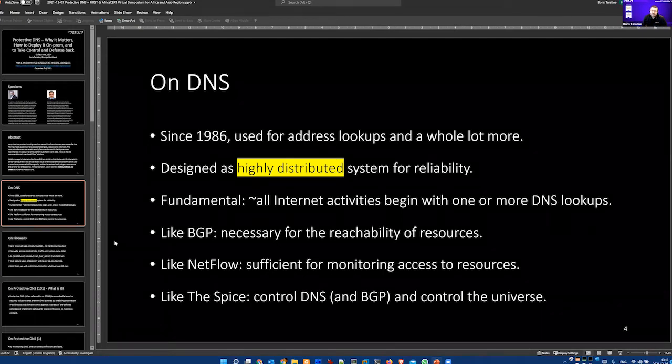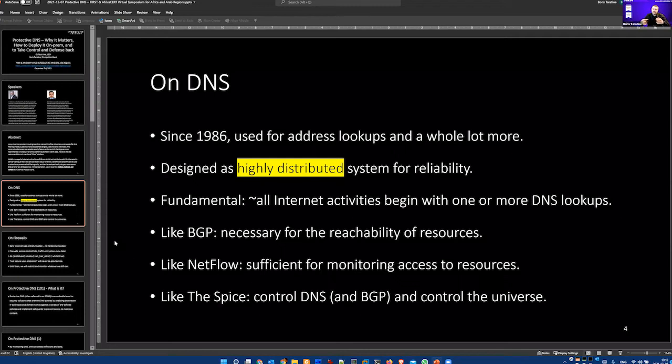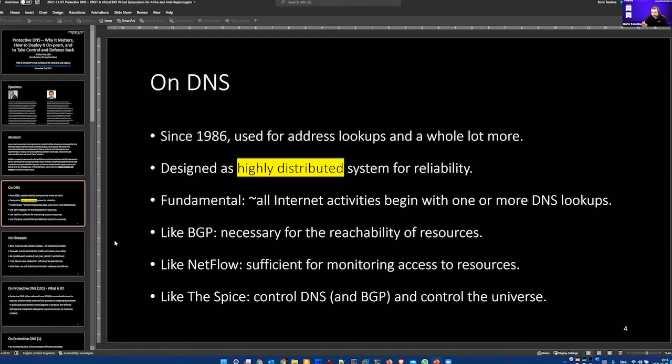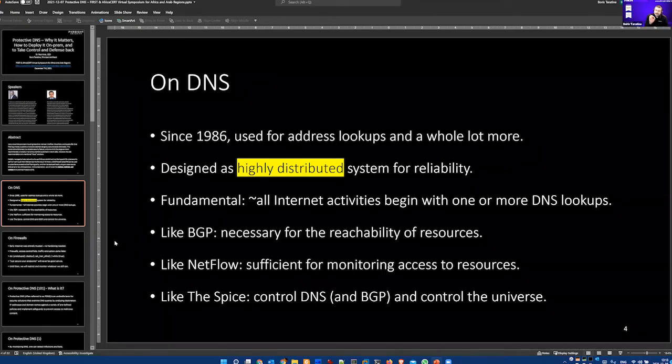So DNS was invented in 1986 by Dr. Paul McApetris. Paul McApetris is a board member of Farsight Security, so the inventor of DNS is part of Farsight Security. It was designed as a highly distributed system for reliability. I would like you to think about it. It was designed as a highly distributed system.